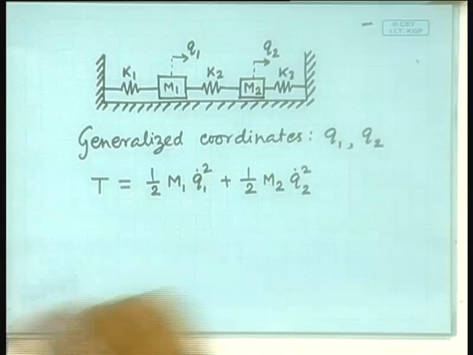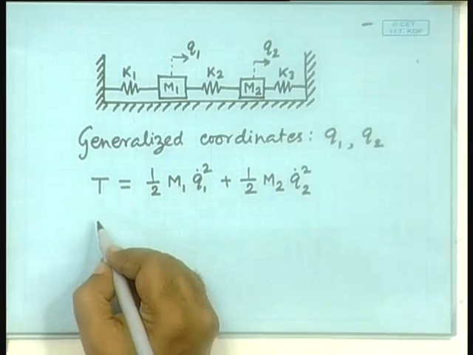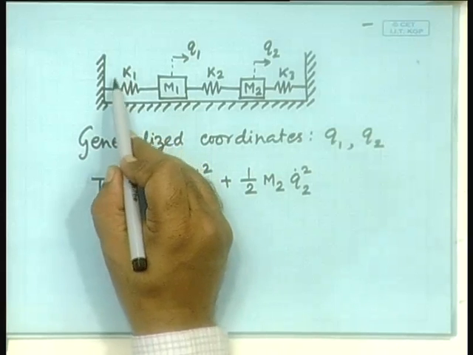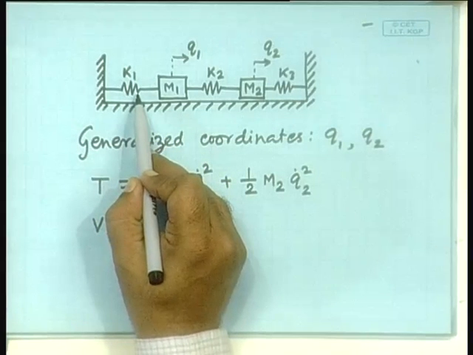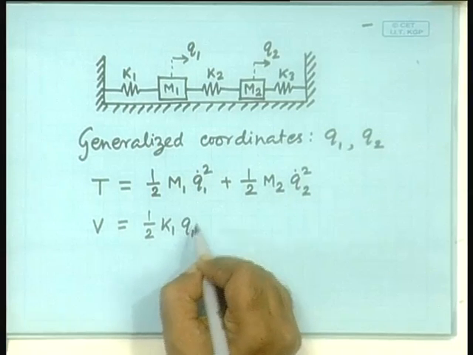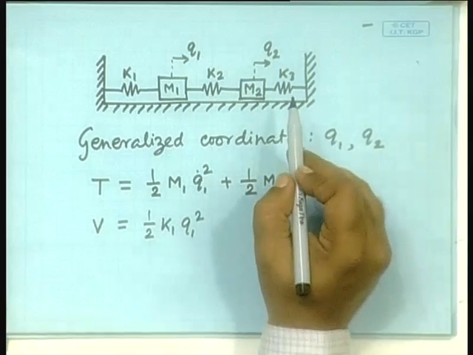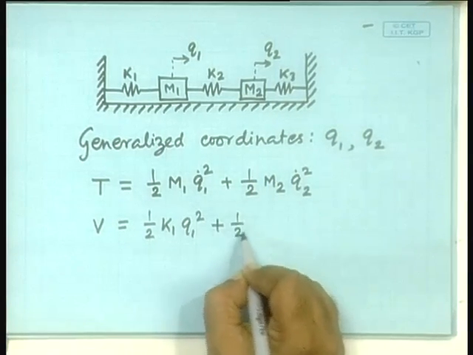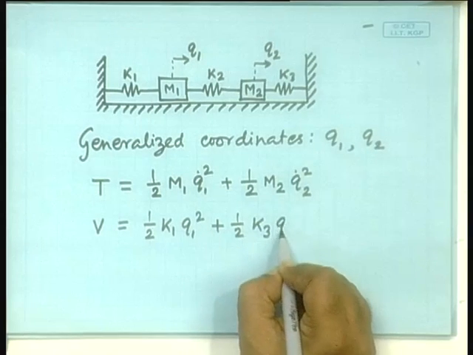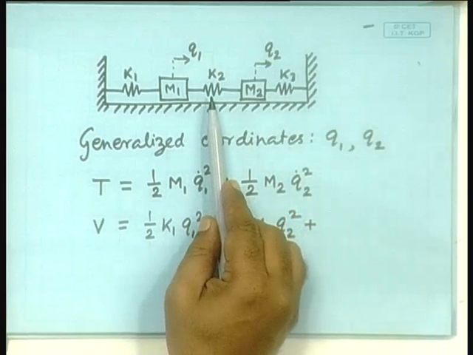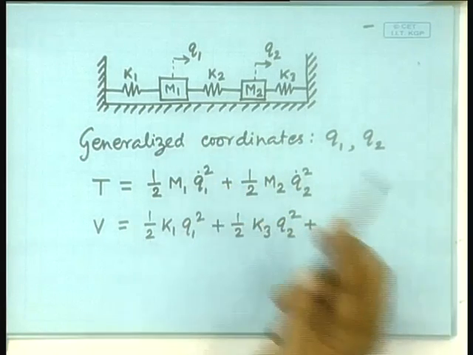Okay. The potential energy V, the potential energy in this spring will be half k1 q1 square. This one is half k3 q2 square, and the middle spring is half k2 times q1 minus q2 whole square.